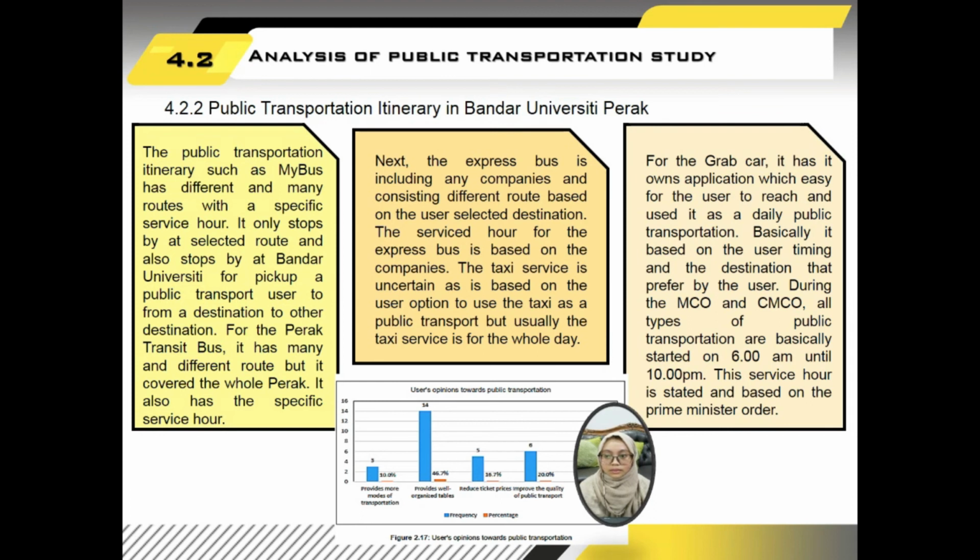Next, the express bus includes many companies and consists of different routes based on the user's selected destination. The service hour for the express bus is based on the companies. The taxi service is uncertain as it is based on the user's option to use the taxi as public transportation, but usually the taxi service is for the whole day. For the Grab car, it has its own application which is easy for the user to reach and use as daily public transportation. Basically, it is based on the user's timing and the destination preferred by the user.